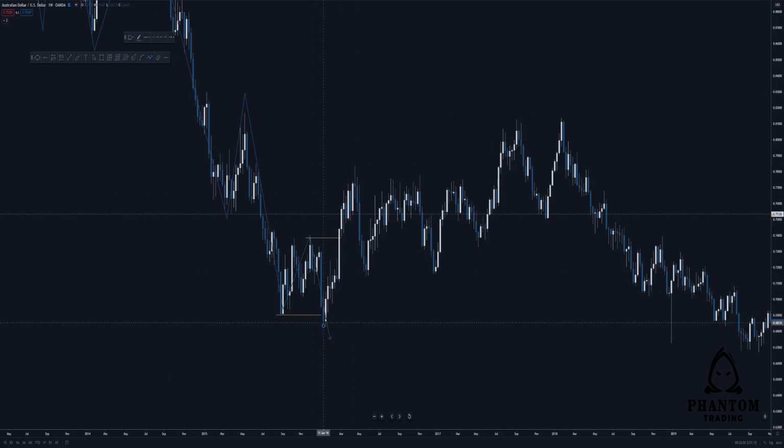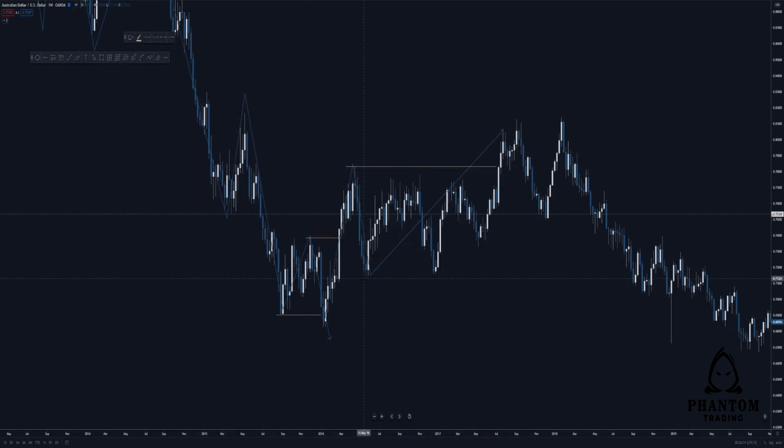Once we broke structure to the upside, our expectation is for a higher low, right? And that price will not break below the swing low. And what do we get? We get a higher low. And from there, our expectation is a higher high, right? Now let me get into what we have here. This is technically a complex pullback, right?